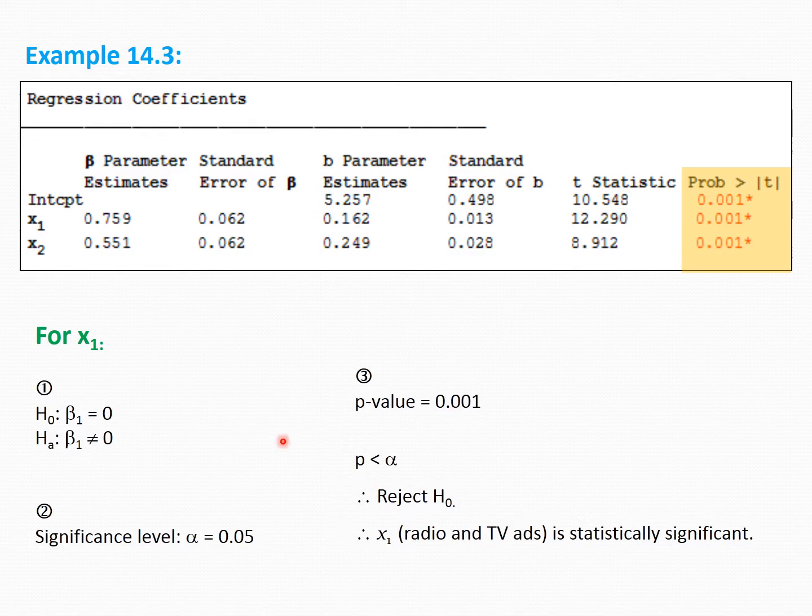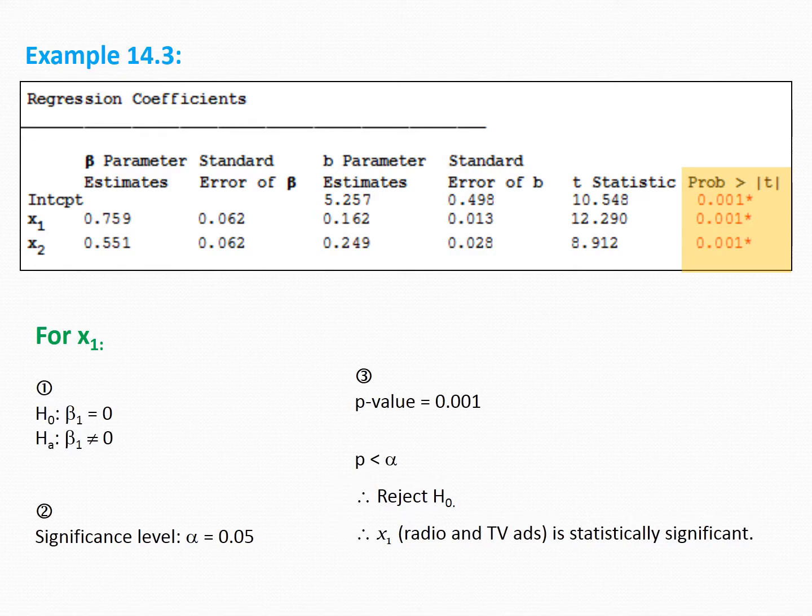Then if you compare that to your significance level, you can see that p will be less than alpha, so we can reject the null hypothesis. So that means that x1, that was the radio and TV ads, is statistically significant.